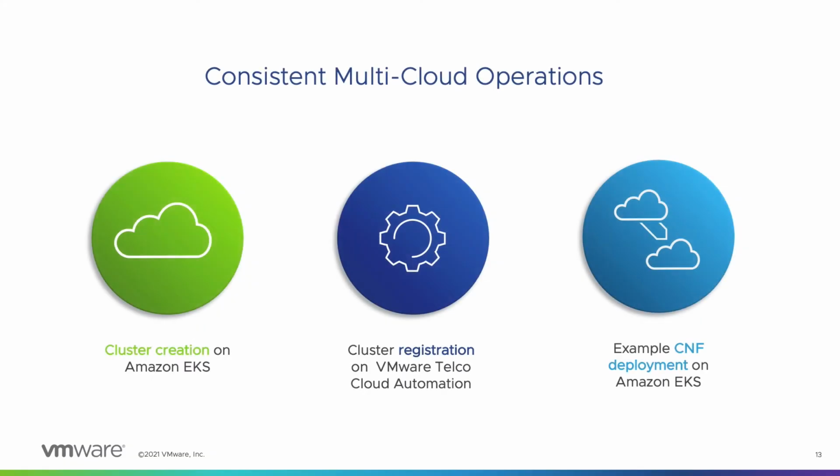In this demo, we have shown how easy it is to access clusters and manage Kubernetes workloads deployments on Amazon EKS using VMware Telco Cloud Automation. We have proven that VMware Telco Cloud Automation simplifies multi-cloud operations by providing a single pane of glass where workload deployments follow a consistent workflow on public clouds, as on private, on-prem data centers.